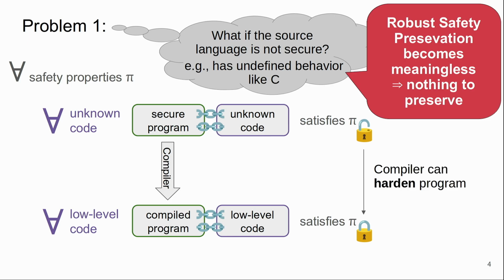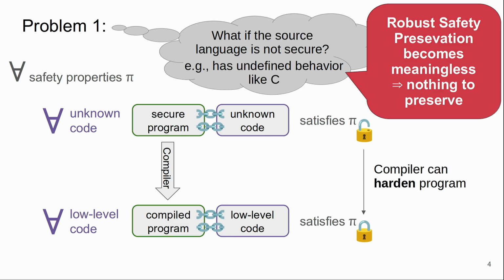Note that a compiler can still harden the program by, for example, compiling to assembly with capabilities. So there is something interesting to prove, that a compiler correctly hardens the program, but the existing notion of robust safety preservation cannot express this. This was the first problem with the current approach we aim to solve.